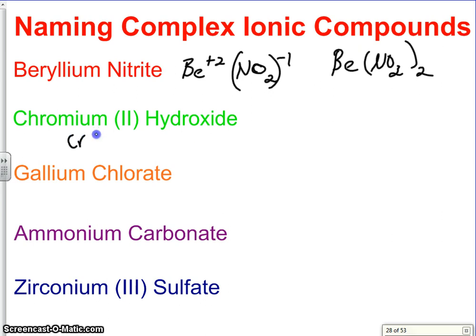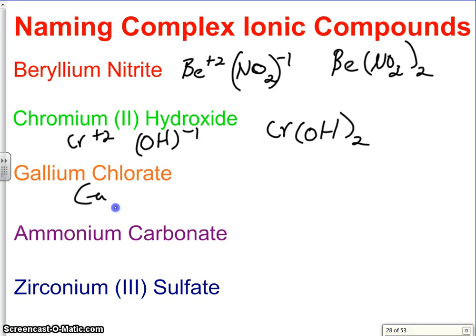Okay, chromium 2 hydroxide. Chromium 2 tells us we have Cr plus 2. Hydroxide is OH. We'll put parentheses around it. Negative 1. Cross and swap. We get Cr(OH)2. Okay, and here you definitely need parentheses. Make sure you have parentheses around hydroxide with a number on the outside.